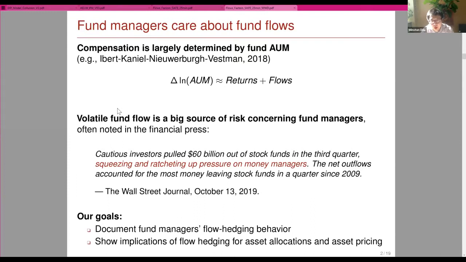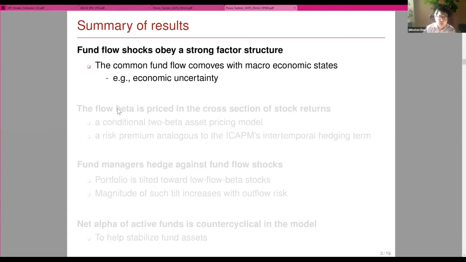In this paper, we document fund managers' flow hedging behavior, and we also show its important asset pricing and asset allocation implications. Before going to details, let me first provide you a summary of the results. We show that fund flow shocks obey a very strong factor structure, and this one common fund flow component comoves with macroeconomic states, especially with economic uncertainty.